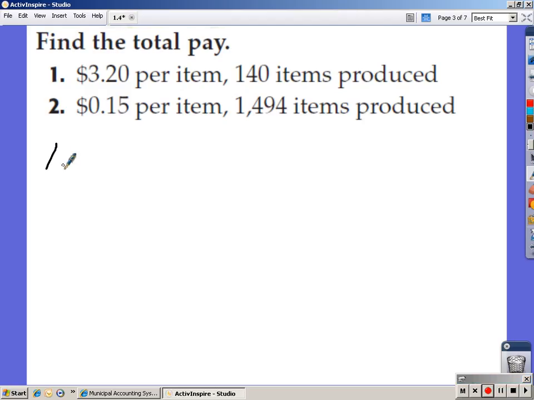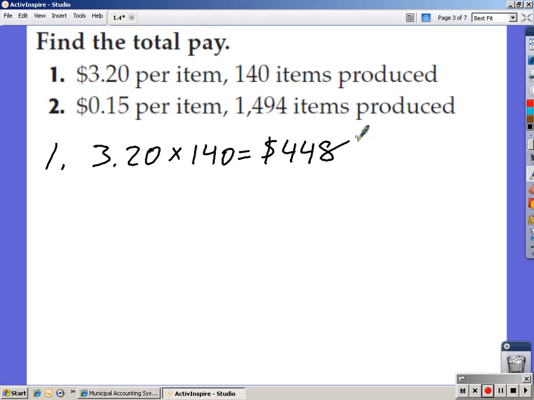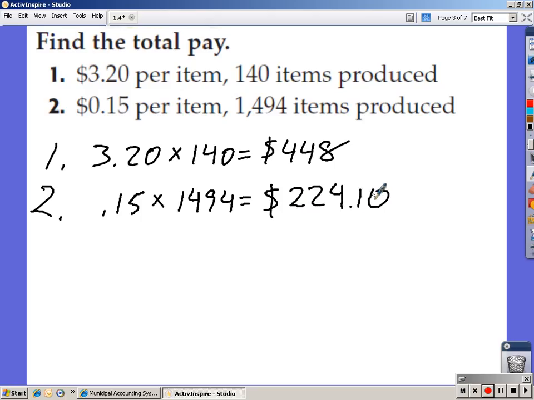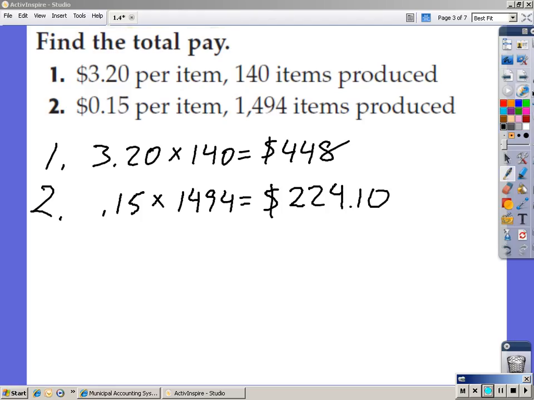Okay, let's see if you did these right. Number 1, $320 per item, and you produced 140 items. Okay, $320 times 140 is $448. Okay, number 2, 15 cents per item. You produce 1,494 items. Multiply those together, you should come up with $224.10. Okay, so that's pretty easy. We're going to move on now.